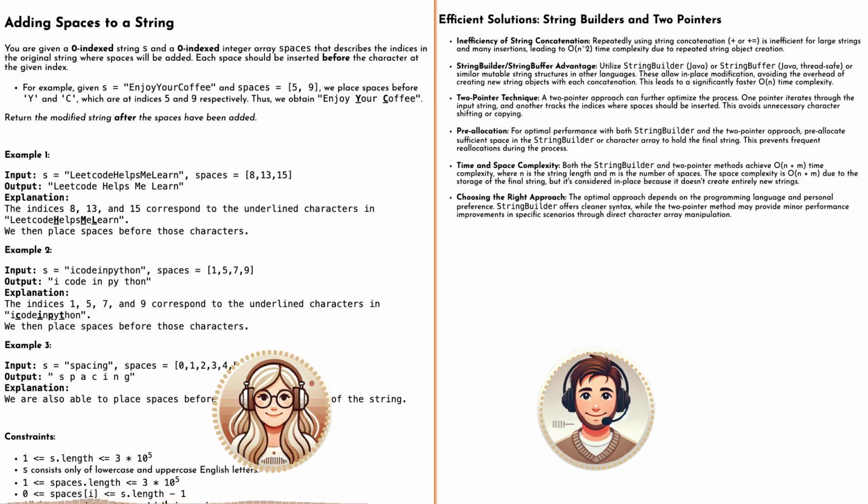Exactly. And here's why that matters. Every time you use the plus operator to concatenate strings, you're essentially creating a new object. And that takes time and memory. With the string builder, you're modifying one object directly, which is way more efficient. It's like the difference between building a house brick by brick versus trying to reshape a pre-made one. Okay, so string builders are definitely on the table. What else could we use?